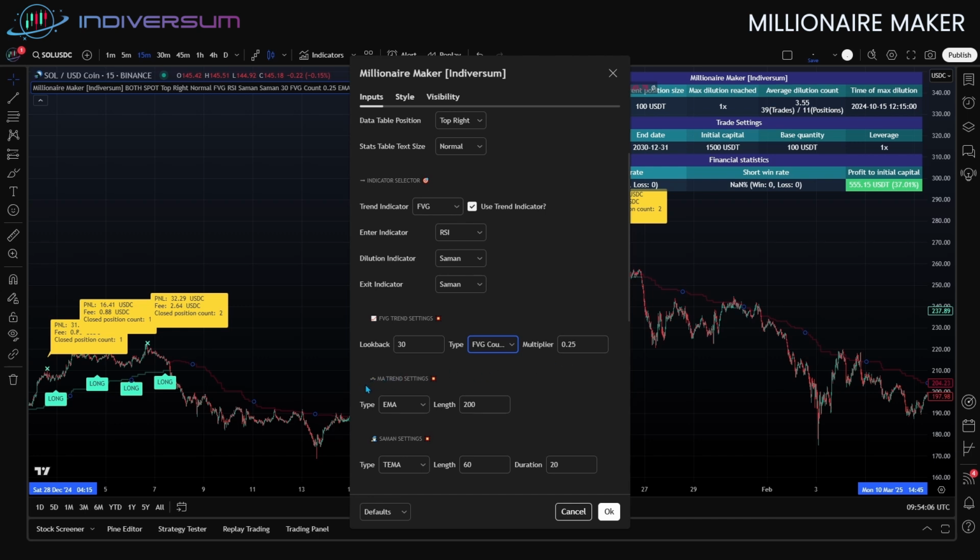If you're using the moving average trend, here's what you can adjust. The type of moving average used. The length of the moving average, which affects how many candles it considers.